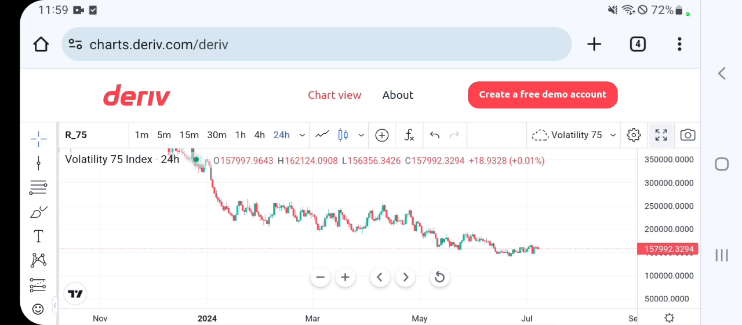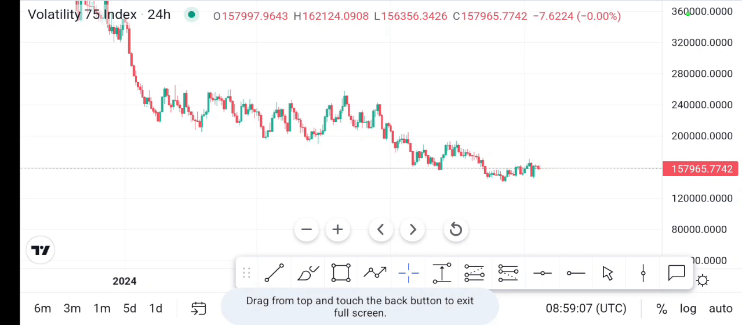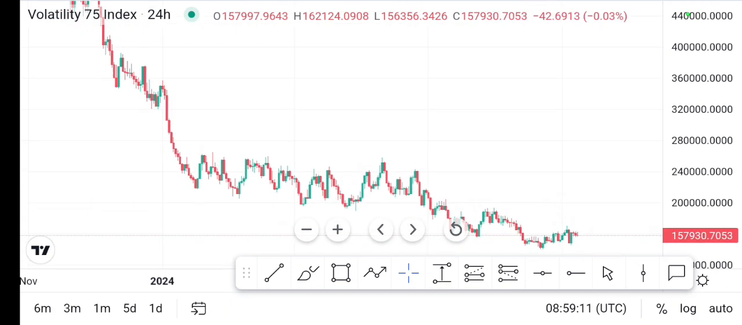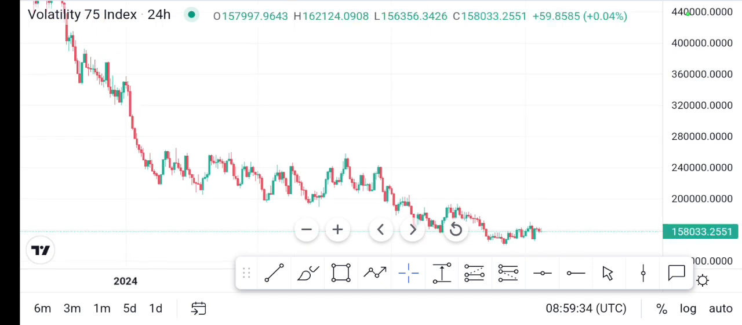Step number one: when we are doing the analysis, first and foremost we have to start from the higher time frame. That higher time frame helps us to understand the direction of the market, where the market is heading. Is it going up, going down, or moving sideways? When we get that, it will help us start looking for opportunities according to the market trend direction.